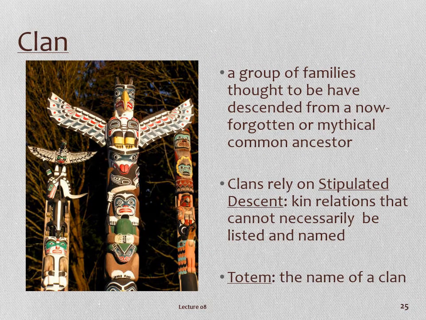Lineages may also be combined into larger groups called clans. Clans are groups thought to have descended from an apical ancestor, but they rely on stipulated descent. Precise genealogical relationships cannot be demonstrated, but they're assumed to exist. Clans may be lineages where the common ancestor is just so far removed in time that his or her identity has simply been forgotten. Or it may be that no common ancestor ever actually existed, but living members of the clan believe that such an ancestor existed.